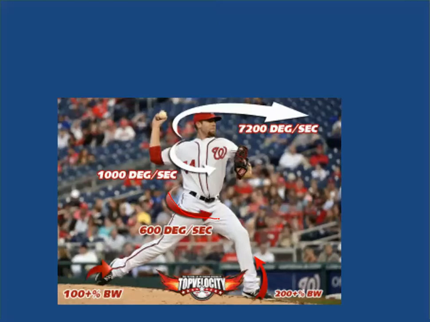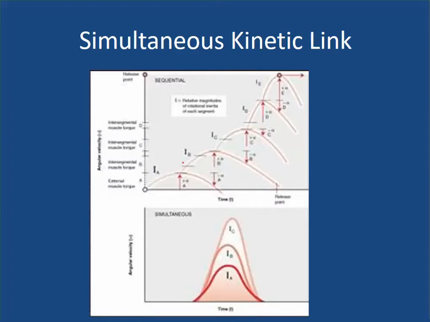You have about 600 degrees per second of rotation of the hips. Glenohumeral is higher, and then distal segments are even higher. Now, this increasing of the speed as you go from proximal to distal is the sequential kinetic link.